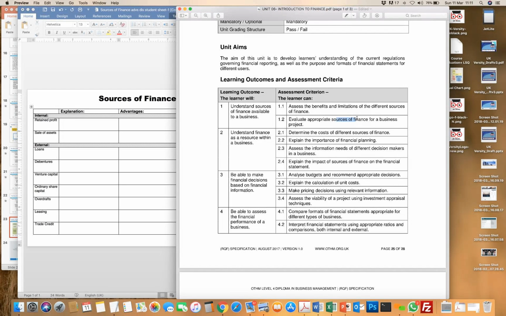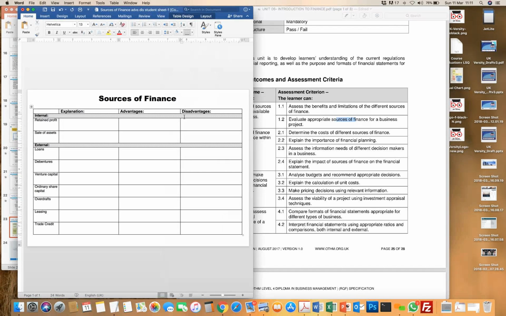Okay. Task 1.1 and 1.2. So we are looking at benefits and limitations of different sources. Benefits and limitations would be the advantages and disadvantages. And what we are listing out is the types of sources of finance here. So what I would do is label this 1.1/1.2.